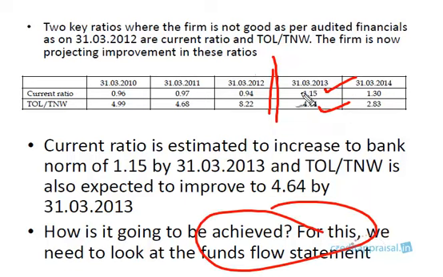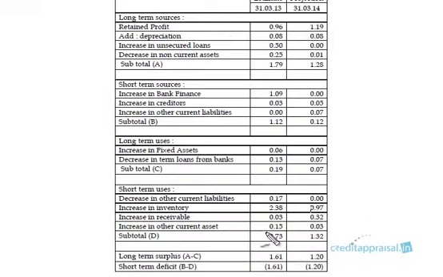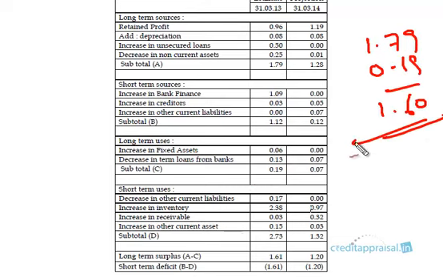We have seen that already, how the company is planning to improve the NWC. That is because of the retained profit. But let us look at the funds flow statement. We'll get a complete idea. So for 2013, what the company is saying is we'll be having long-term sources of 1.79 crores, whereas our long-term uses will be just 0.19. So we'll be having a long-term surplus of 1.6 crores. This is what the company is saying.